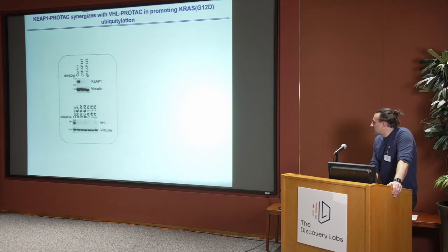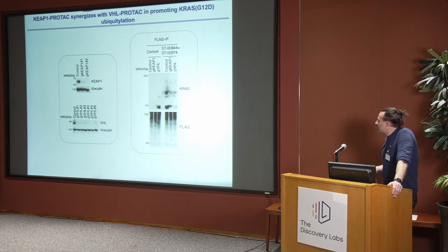We made sure that this ubiquitination is KEAP1 and VHL dependent. We created a number of KEAP1 knockout cell lines using CRISPR technology. Same, we created VHL knockouts, and then we repeated the experiment. The combination gives us ubiquitination. However, if you knock out KEAP1 or if you knock out VHL, then you lose this ubiquitination.